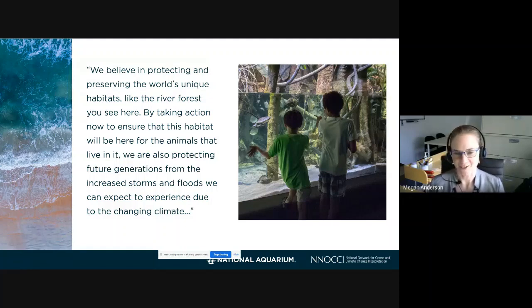So you'll see in this, you can see the word protect. You don't have to be discreet about using these values. We've got protecting and preserving. We've got taking action, which is the responsible management cue, and protecting future generations. So putting it in a couple of times right in the beginning really helps hook your audience into what matters to them.